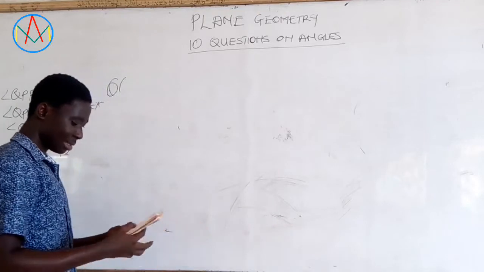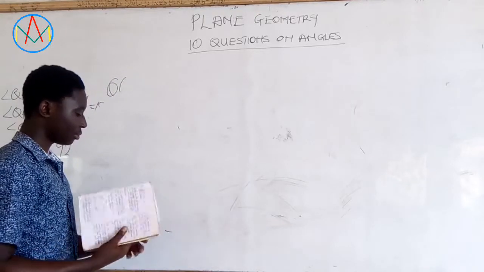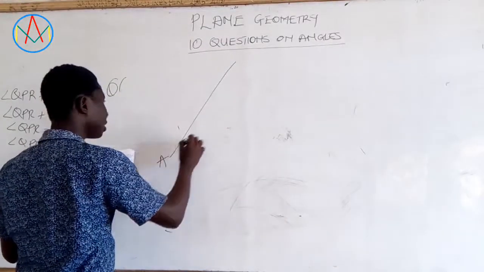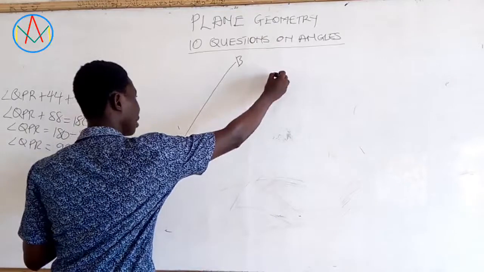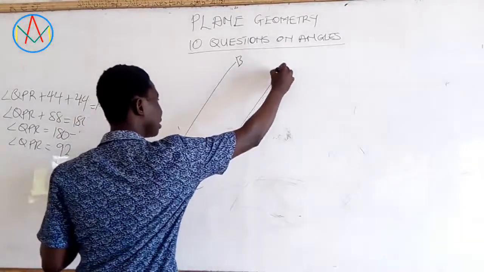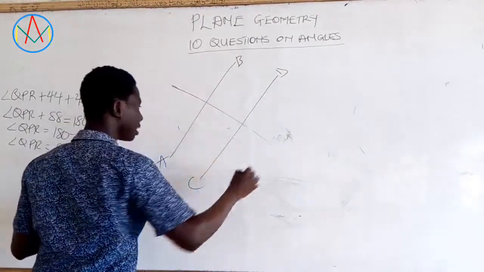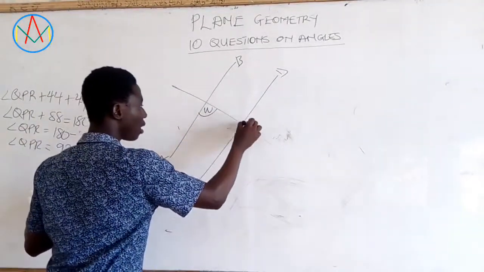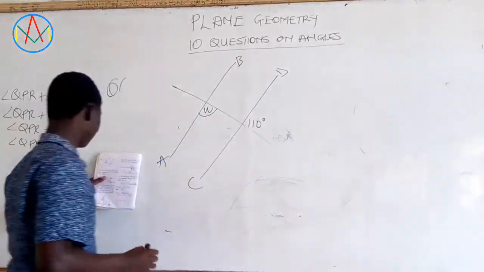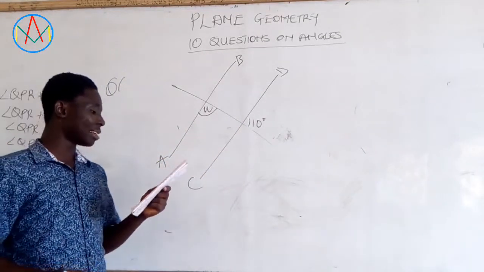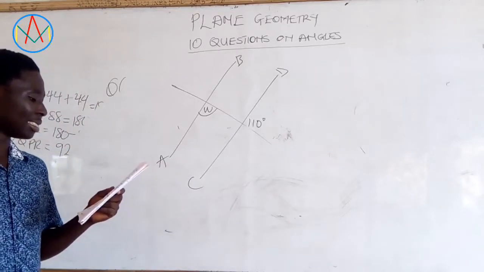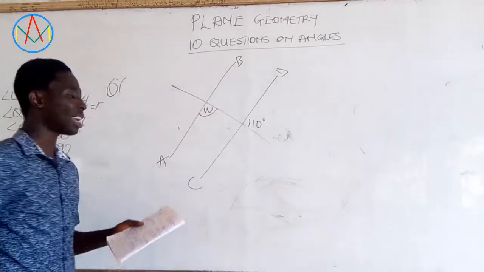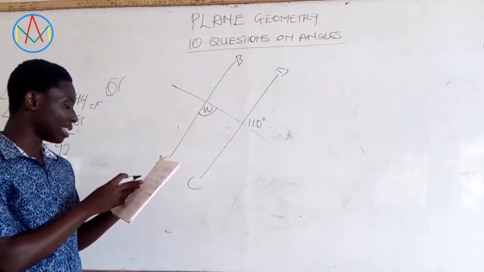Number 7. The diagram shows lines A, B, and C, D. This line is running through, with W and 110. The question is, in the diagram, A, B, and C, D are parallel lines. What is the value of W?